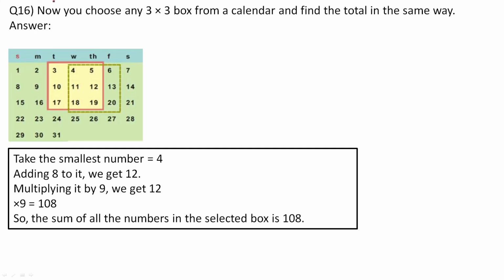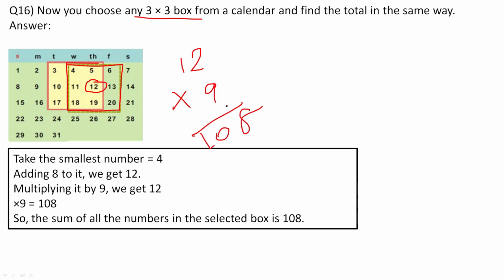Another calendar. Now you select one calendar 3x3. Now we have selected this calendar. For example, this 3x3. Now what is the middle number? 12. 12, you just multiply by 9. 12 9s are 108. So the sum of the numbers inside this square is also 108. In that way you can find easily.